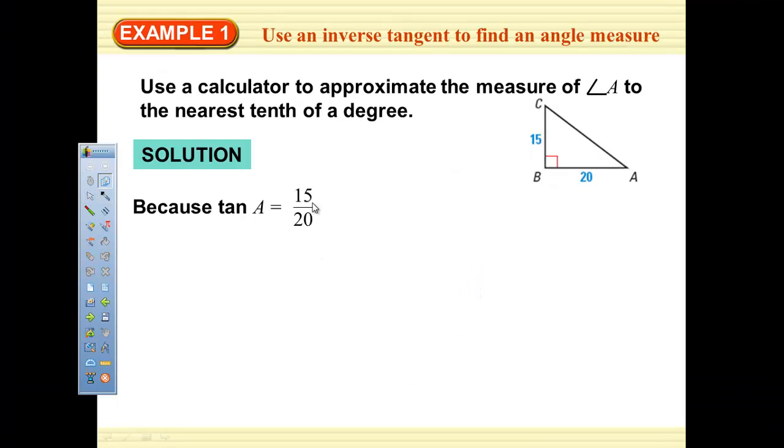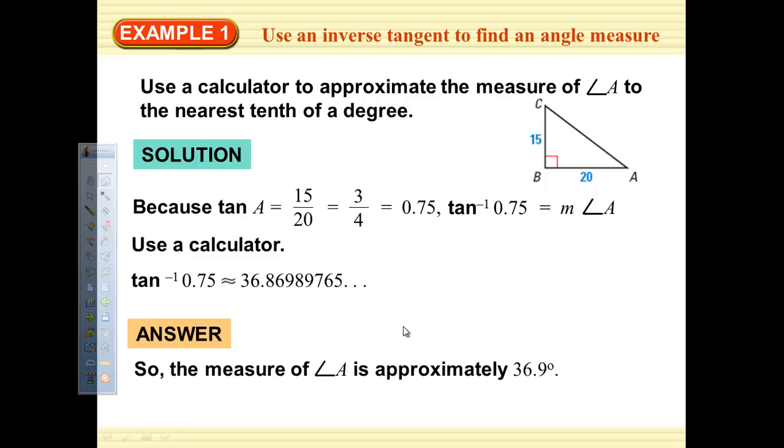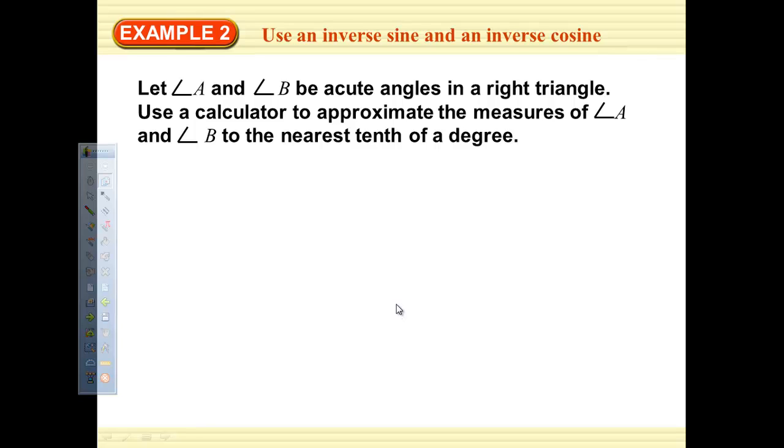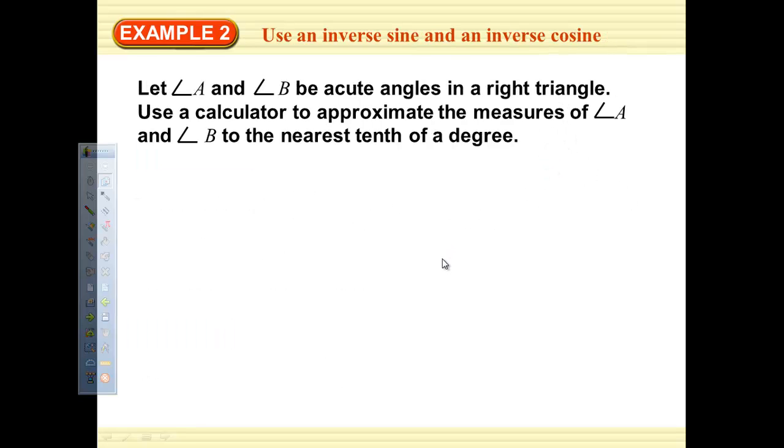So again, tangent of A is 15 over 20, or 3/4, or 0.75. We know that the inverse tangent of 3/4 will be the measure of angle A. And we punch that in, we get 36.8 and so on, which rounds to about 36.9. We know the measure of angle B is 90. If we want to find the measure of angle C, we can subtract that from 90.